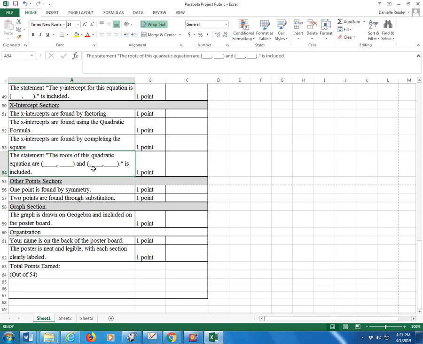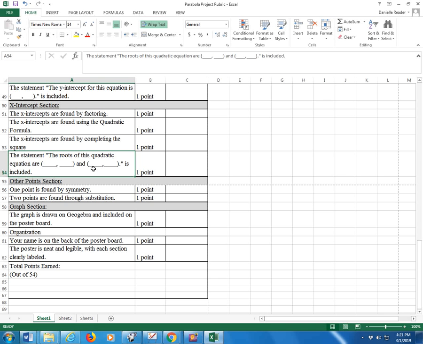The other point section, if you find the other point by symmetry, you get a point. If you find 2 other points through substitution, which is what we did, you get a point. If the graph is drawn on GeoGebra and included on the poster board, you get a point. If you do it by hand, I'll give you a point for that. If your name is on the back of the poster, you get a point. If it's neat and legible with each section clearly labeled, you get a point. So there's a total of 54 points.